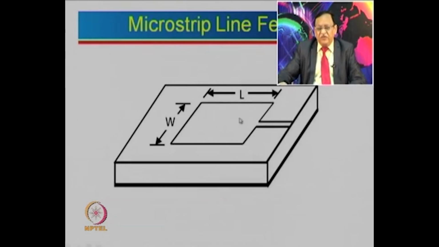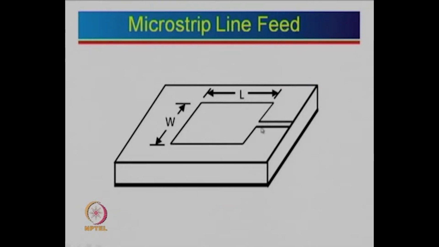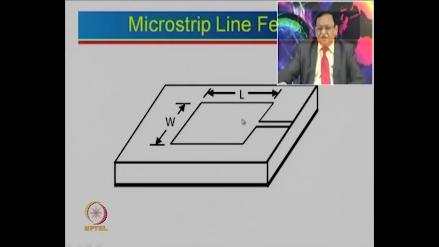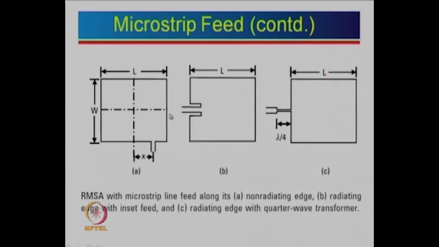Another type of feed is a microstrip line feed, where we connect a microstrip line to the patch. In fact, this type of feed is very popular, especially for arrays where we have n number of elements and we need to connect all those n elements. Most of the time a microstrip line feed is used for that purpose. There are some variations for this case. Instead of feeding along this axis, one can also feed along this. We will see what the advantages and disadvantages are. And instead of feeding here, one can actually feed over here. This is also known as an inset feed.